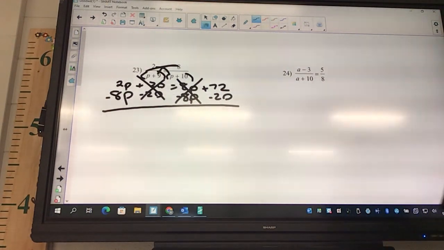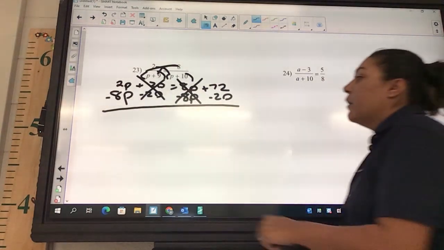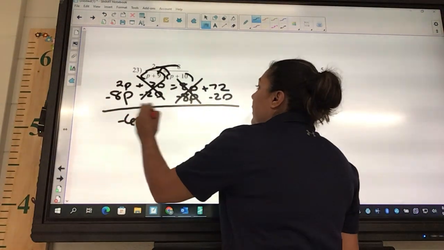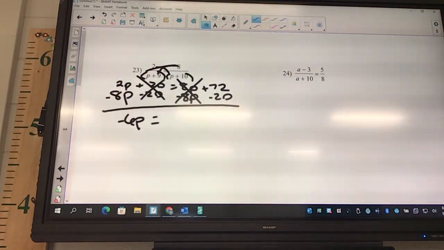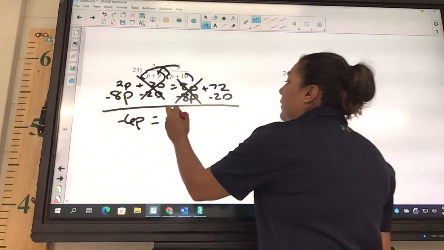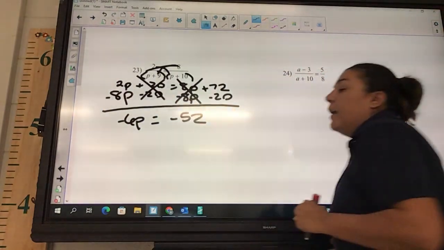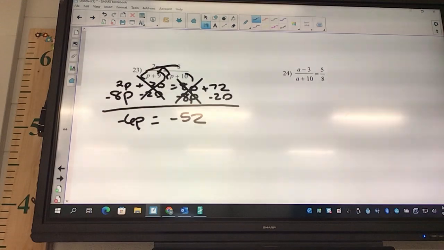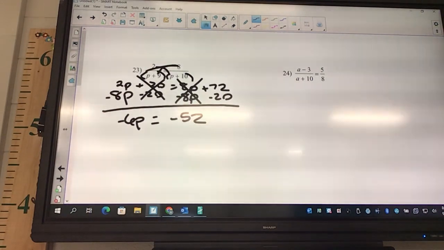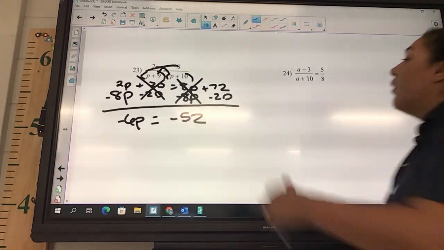Okay, 2p minus 8p. Negative 6p. Positive 72 minus 20. Negative 50? Oh, negative 52, my bad. Okay, and then our last step is to do what? That should be a positive 52. Where? 52. Oh, okay.